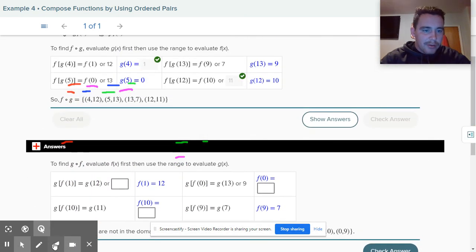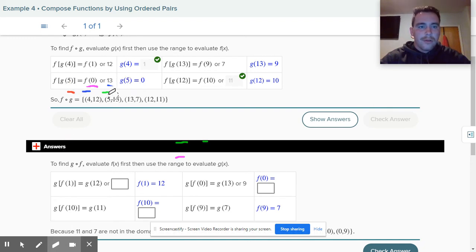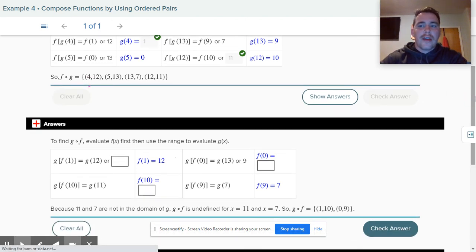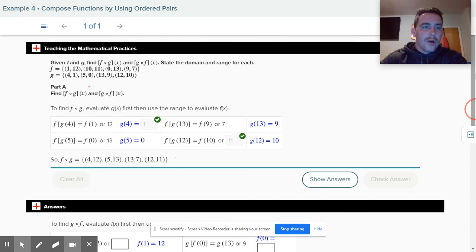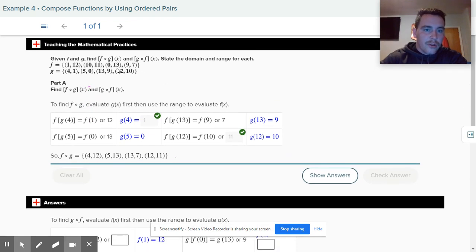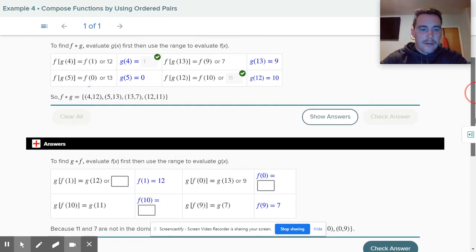All right, let me erase these really quick. All right. Now we're evaluating g of f. So same idea, but backwards. So right here, we're evaluating f of 1. Well, f of 1 right here is 12, right? So we're finding g of 12. And our y value for when g is 12 is 10.